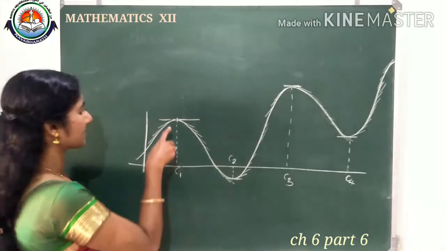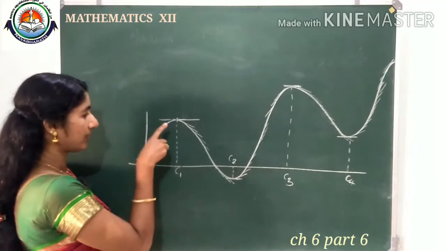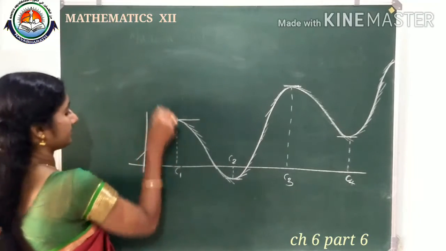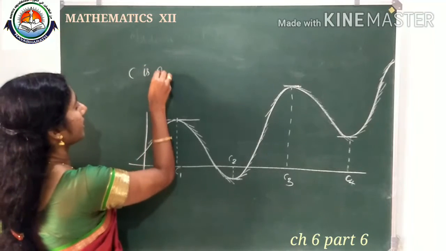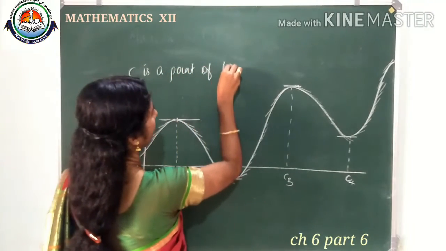So what is it at the point of local maxima? We already discussed this is a local maxima point. We can call this C a point of local maxima.